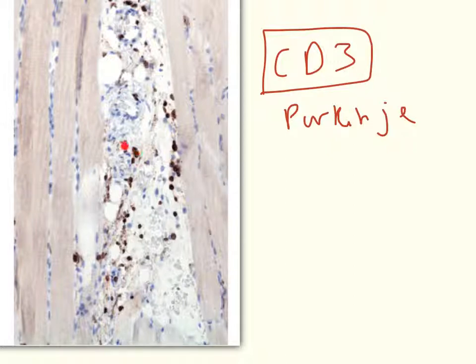And so these dark areas would be the T cells. And what's important to note is that you find it in this vascularized area and not in the endomysial area so much, although to a small extent you do.